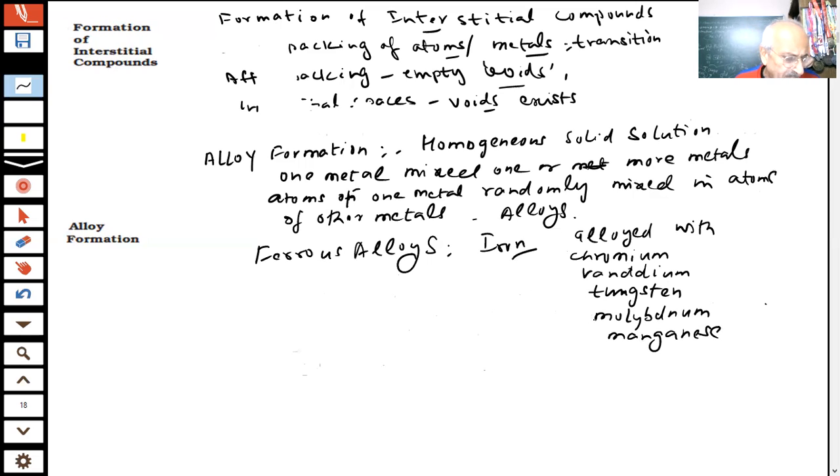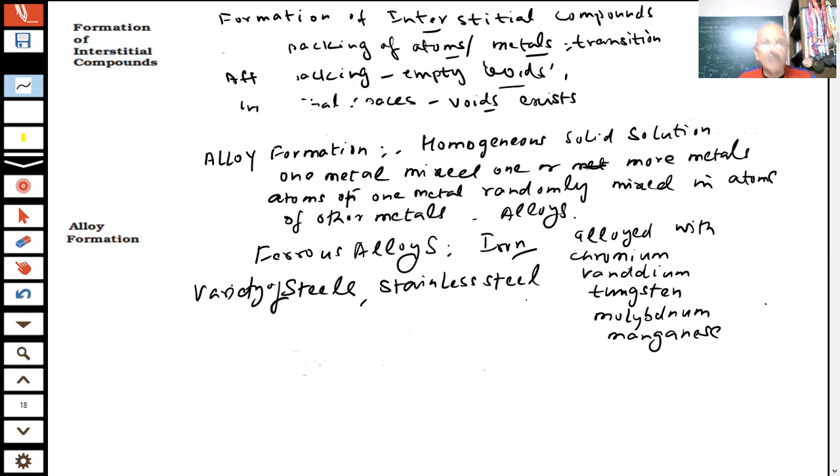They will get mixed up, and you can prepare a variety of steels and stainless steels. So you will have more than one metal, mixed together, students. You are aware of so many of these. For example, can you name some of the alloys, students?